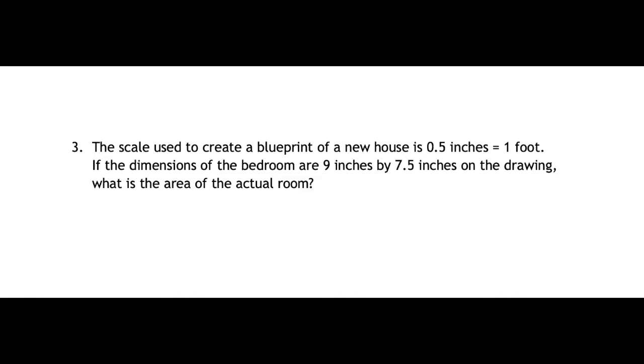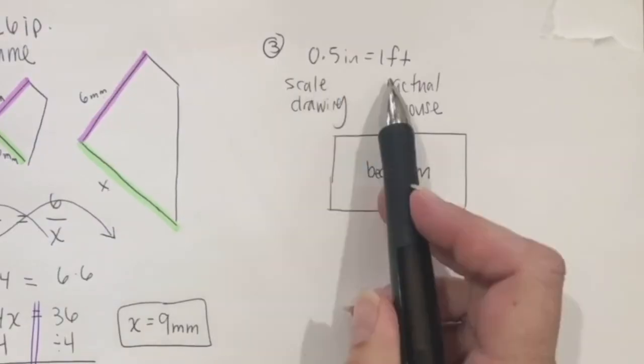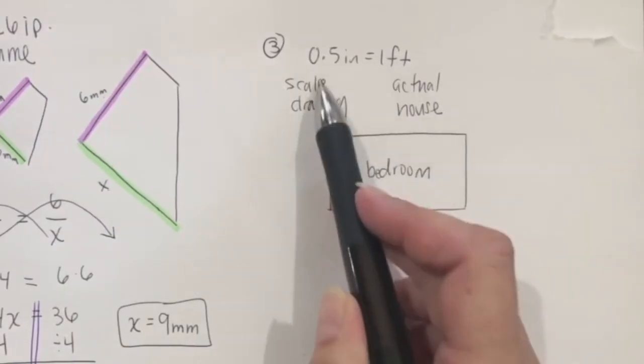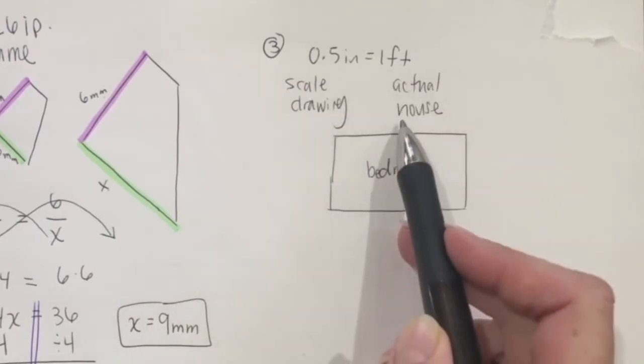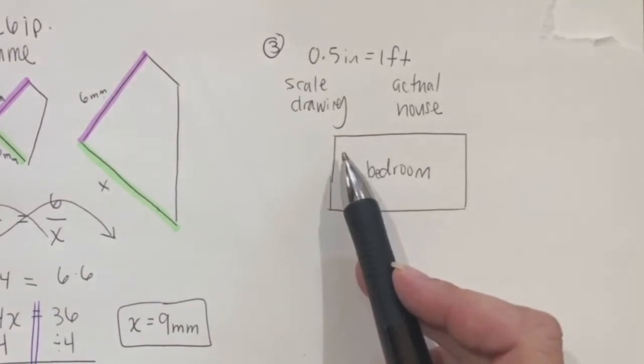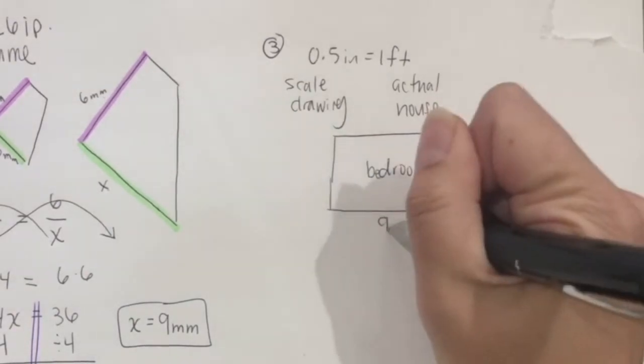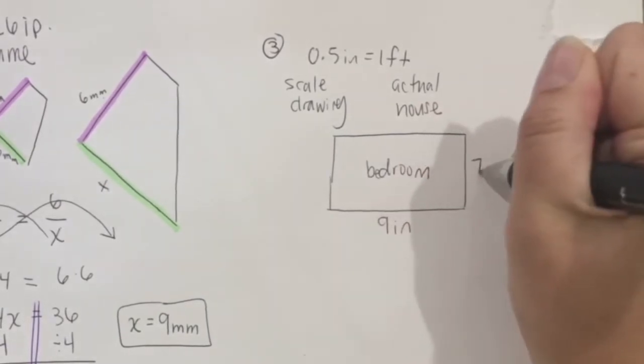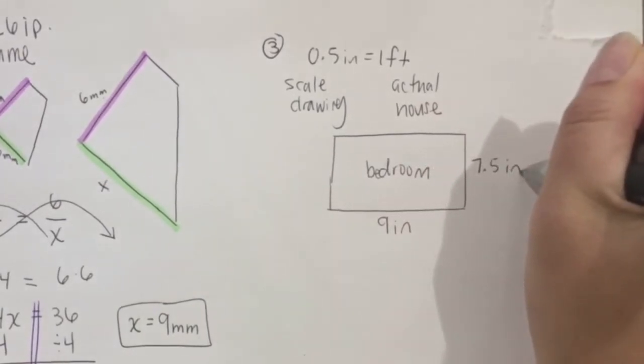Number 3. The scale used to create a blueprint of a new house is 0.5 inches equals 1 foot. If the dimensions of the bedroom are 9 inches by 7.5 inches on the drawing, what is the area of the actual room? So I've written down the information. A 1/2 inch in the scale drawing is 1 foot in the actual house. So I've got the bedroom here, and we're going to label it with 9 inches on one side and 7.5 inches on the other side.